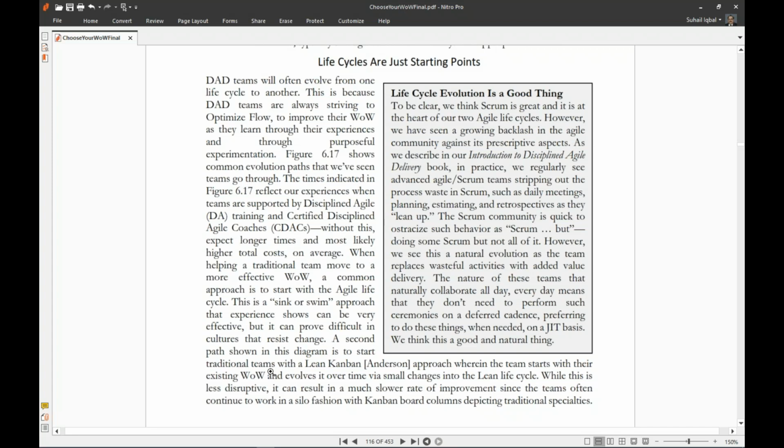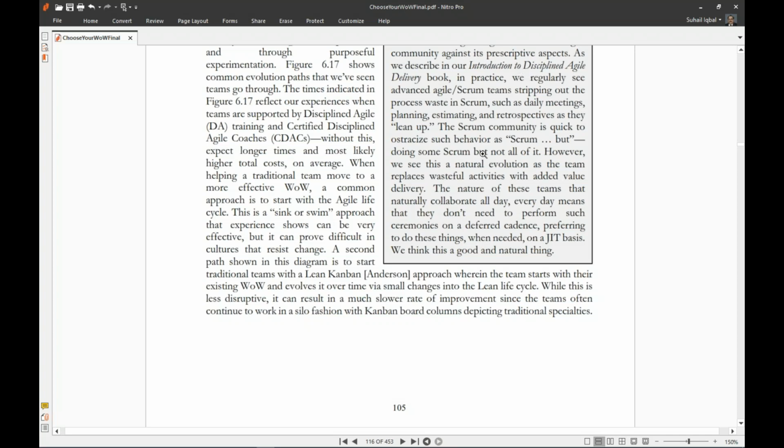The Scrum community is quick to ostracize such behavior as not Scrum, but doing some Scrum, but not all of it. However, we see this as a natural evolution as the team replaces wasteful activities with added value delivery. The nature of these teams that naturally collaborate all day, every day, means that they don't need to perform such ceremonies on a deferred cadence, preferring to do these things when needed on a JIT basis. We think this is a good and natural thing.